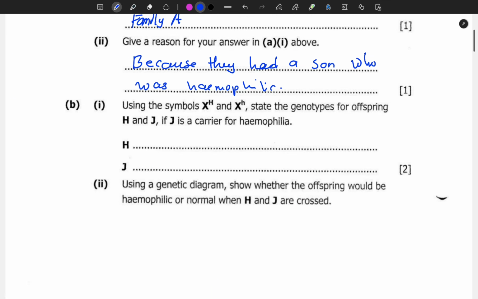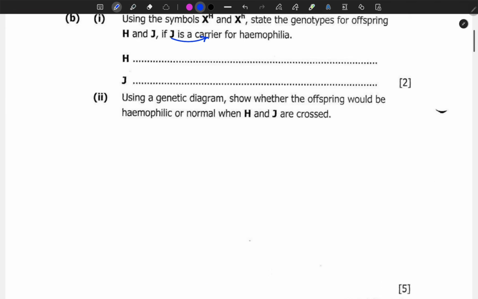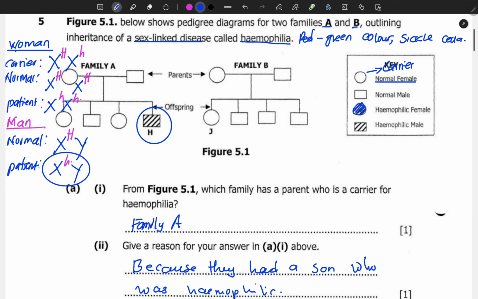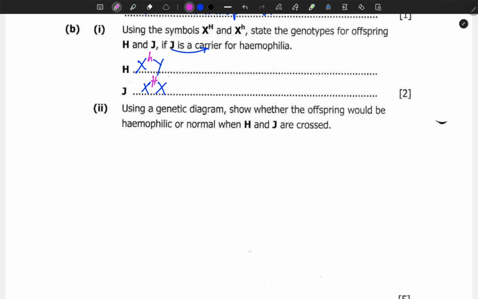Then for B1, using the symbols XH and X small letter h, state the genotypes for offsprings H and J if J is a carrier for hemophilia. So here, now let's look at H. So H is shaded and it's a box. It means the man is sick. When the man is sick, you are supposed to use this. So you write like this. Now for J, we are told it's a carrier. So for a carrier, we say it's a combination of letters, capital and small letter. So you put capital letter H and small letter h like that.